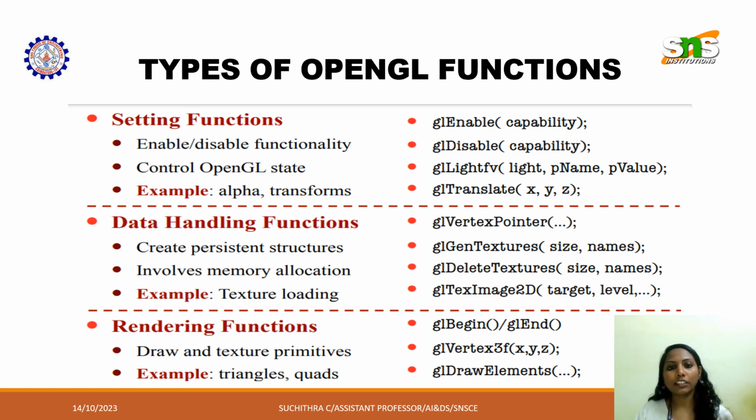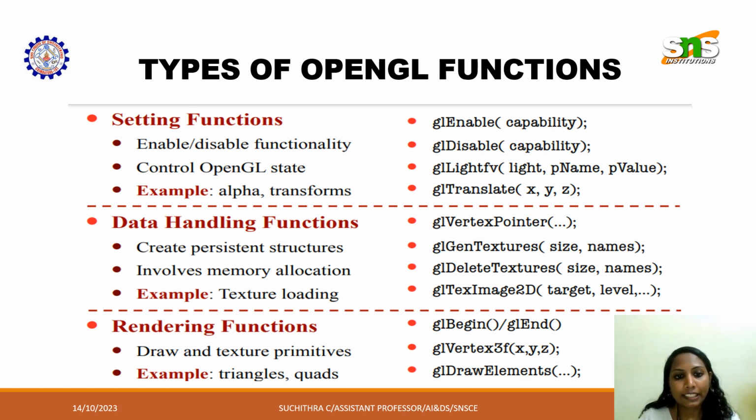Next, we will see the types of OpenGL functions. Setting functions enable or disable functionality and control OpenGL state. Here we can give some examples: glEnable(capability), glDisable(capability), glLight, glTranslate(x, y, z).